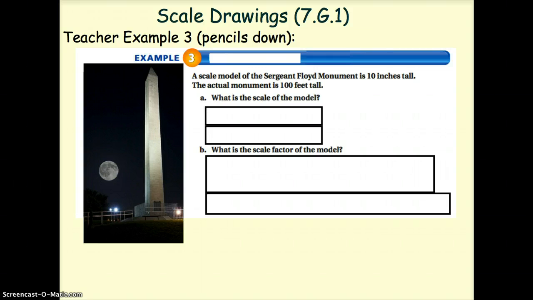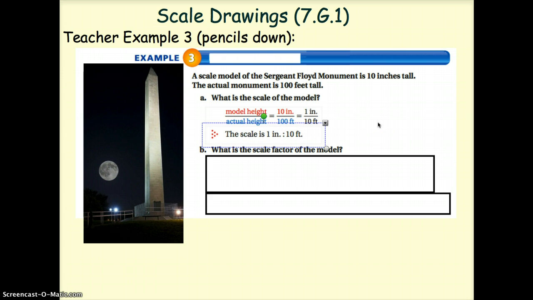So what we want to do is start by saying the model, which is 10 inches, over the actual, which is 100 feet. Then we want to go ahead and reduce our fraction. So as you can see here, we have model height over actual height, 10 over 100, 1 inch over 10 feet. Now hopefully you remember that you cannot remove the units. And hopefully you remember why, and that is, if you get rid of the units, that means you're saying they're the same. And here you can see we've got inches and feet, which are not the same units. So our answer would simply be the scale is 1 inch to 10 feet.